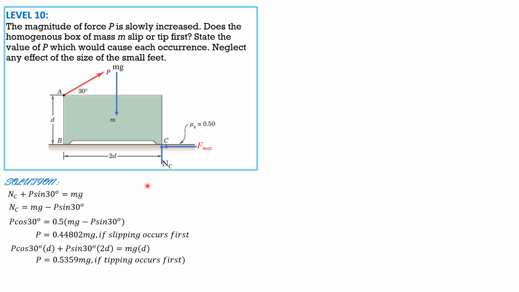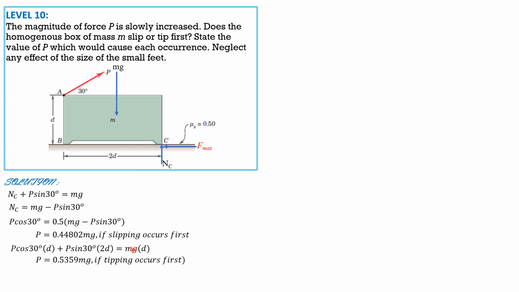If tipping occurs first, we sum up moment about C. When the homogeneous box is about to slide or tip about C, there's no reaction here. So summation moment about C equals 0. P cosine 30 degrees times D plus P sine 30 degrees times 2D equals mg times D. Cancel out D, so that's why this is the result.